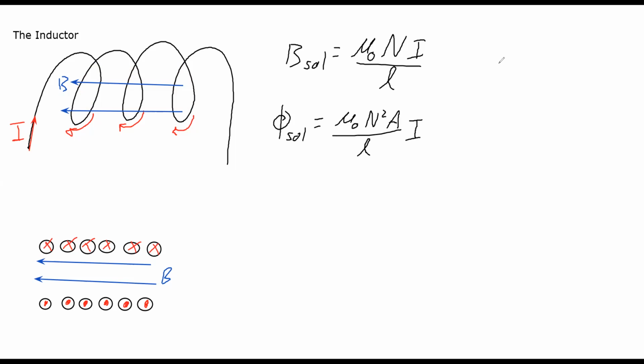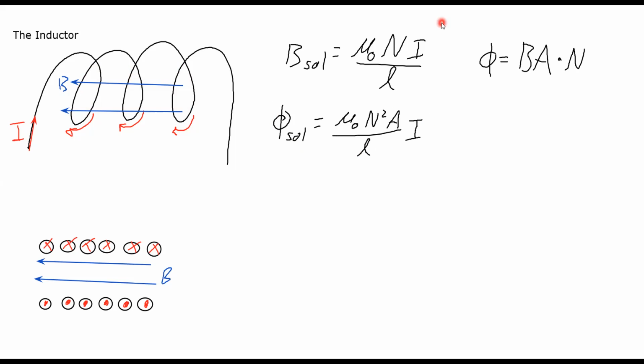So earlier in chapter 30, we talked about the flux from a solenoid. Remember, flux is just B times A. And we have multiple turns there, so we have to multiply it by N. So you plug in B into that, and you get your flux from a solenoid.